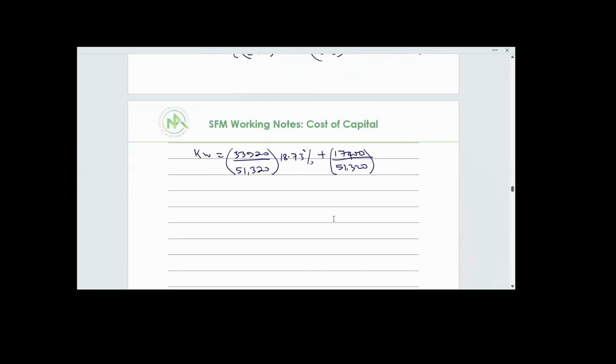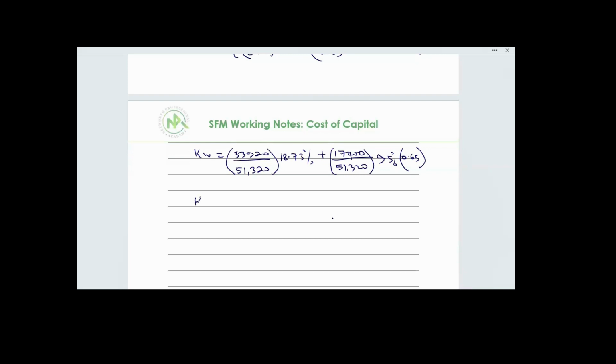According to the question, we are not given cost of debt. But the examiner has told you that corporate debt may be assumed to be almost risk-free, but is available to Kilimanjaro at 0.5% above the treasury bill rate of 9%. So corporate debt is 0.5% plus 9%, which is 9.5%. Tax rate is 35%, so we have to account for 65%.